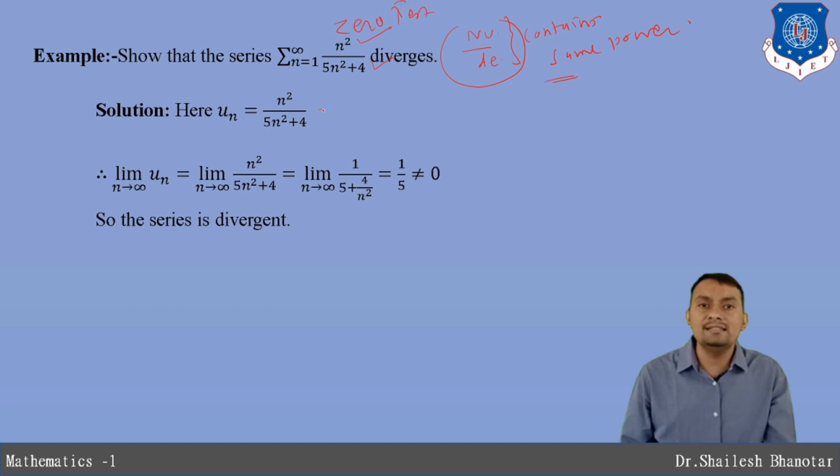So for that, un is equal to this, and we take the limit as n tends to infinity. When you take n square common and apply the limit, you will get a non-zero quantity, and therefore the series is divergent.